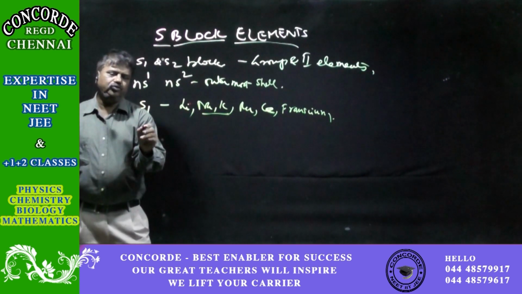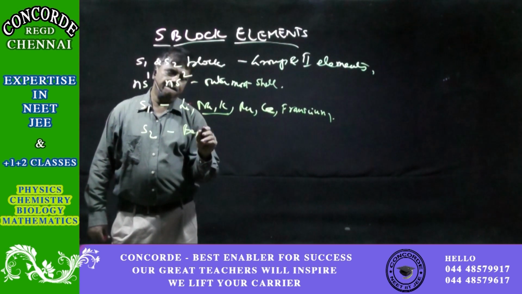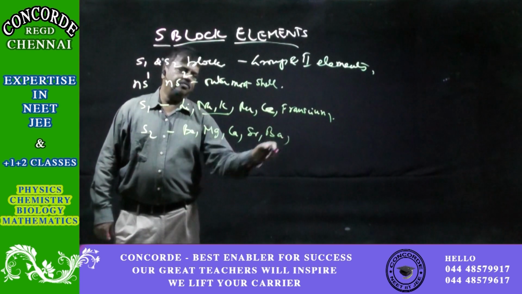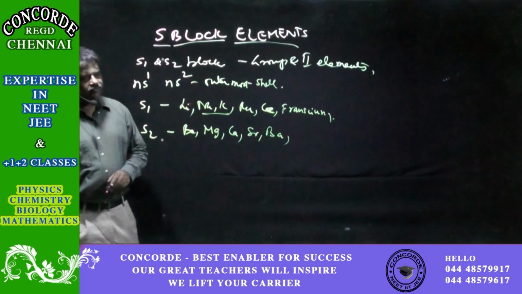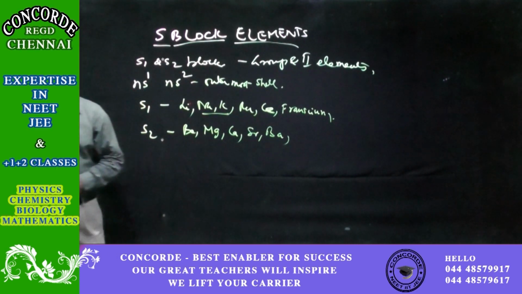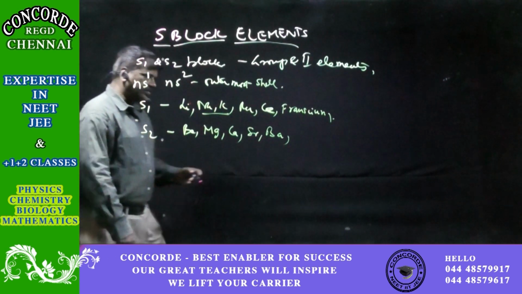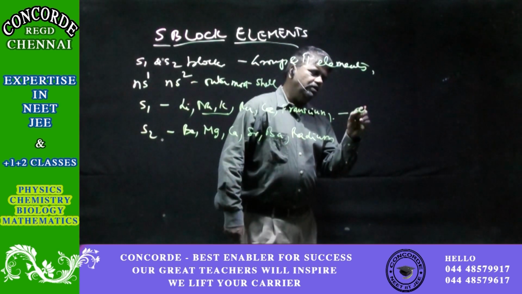Then in s2 we have beryllium, magnesium, calcium, strontium, barium, etc. So these elements have an outermost shell of two electrons. The s1 block elements are called alkali metals. In s2, radium is also there, and radium is a radioactive element.